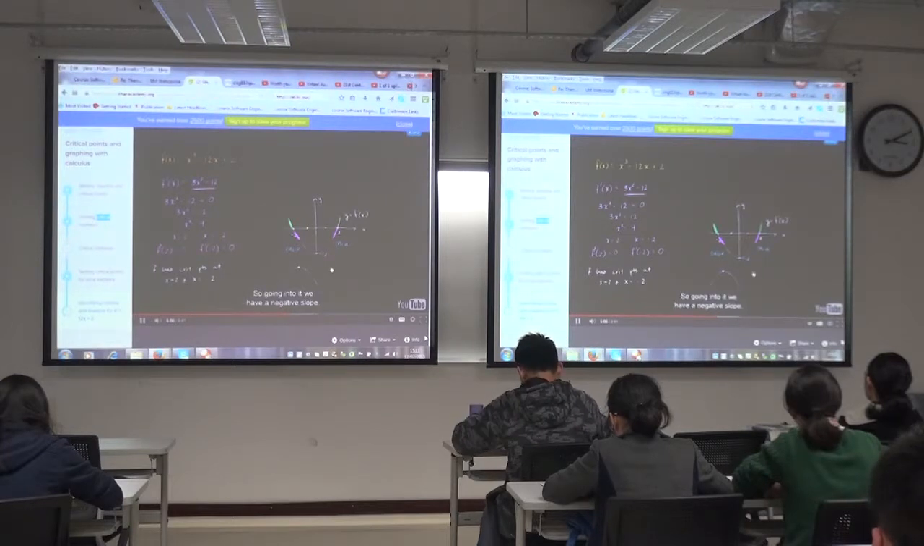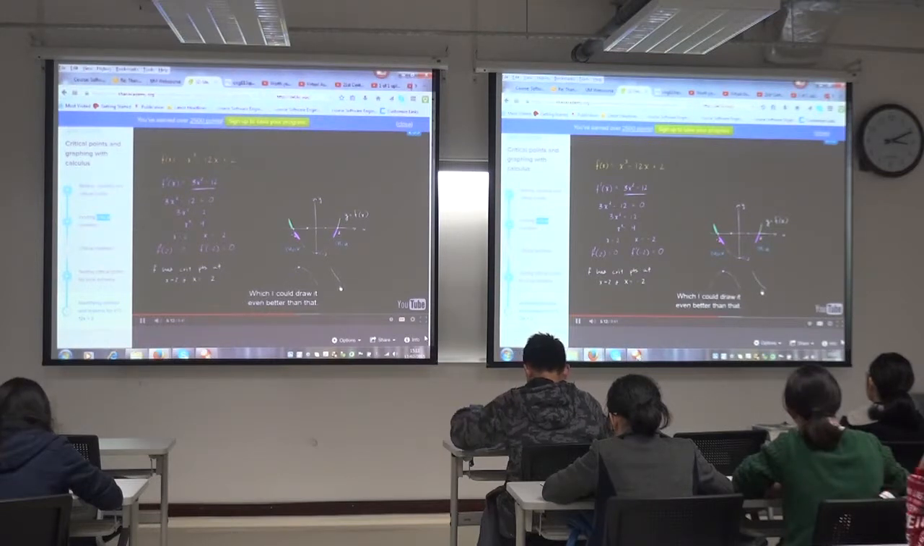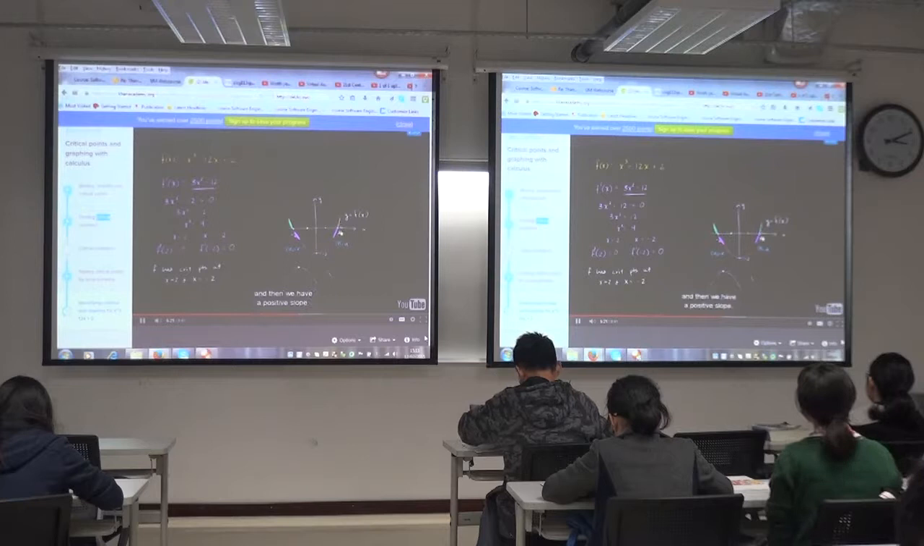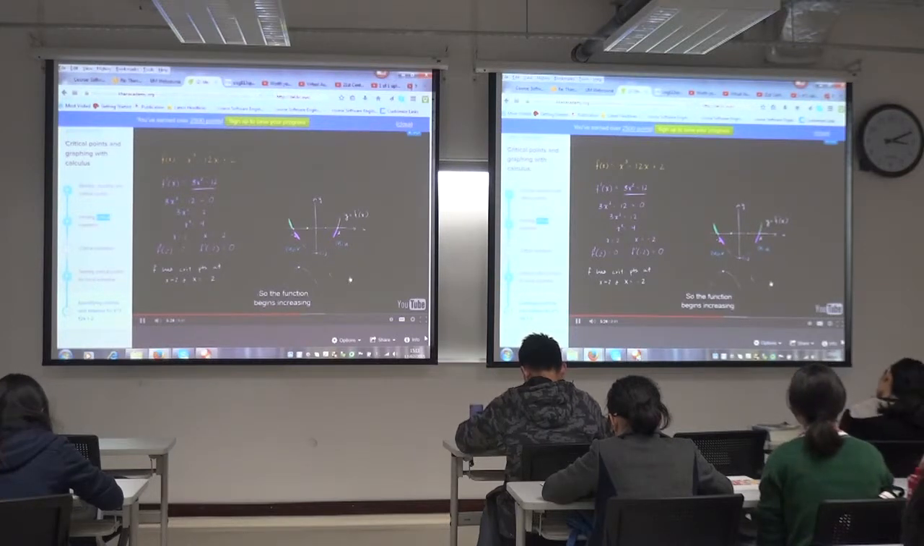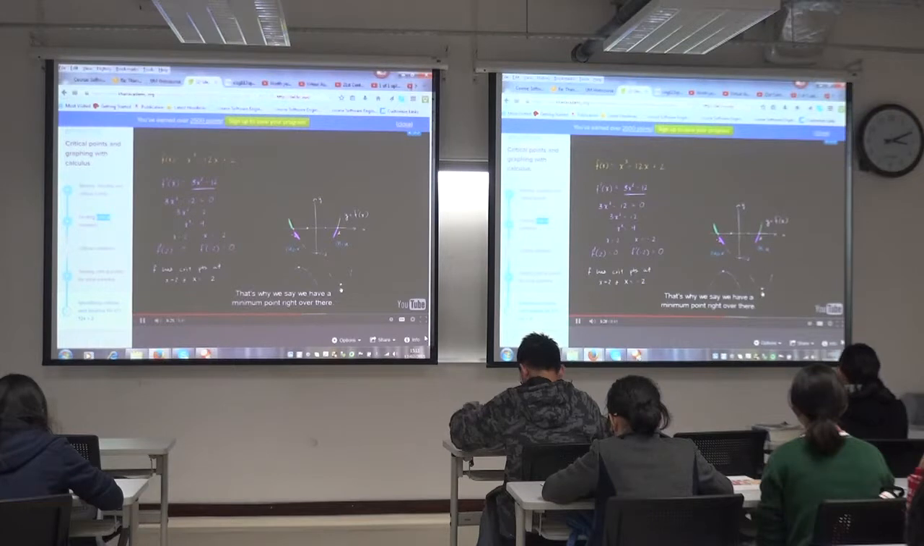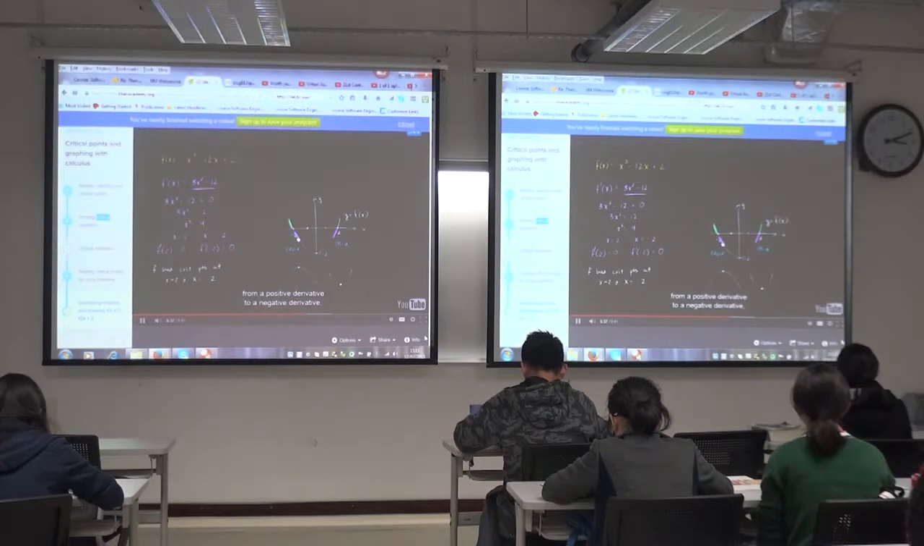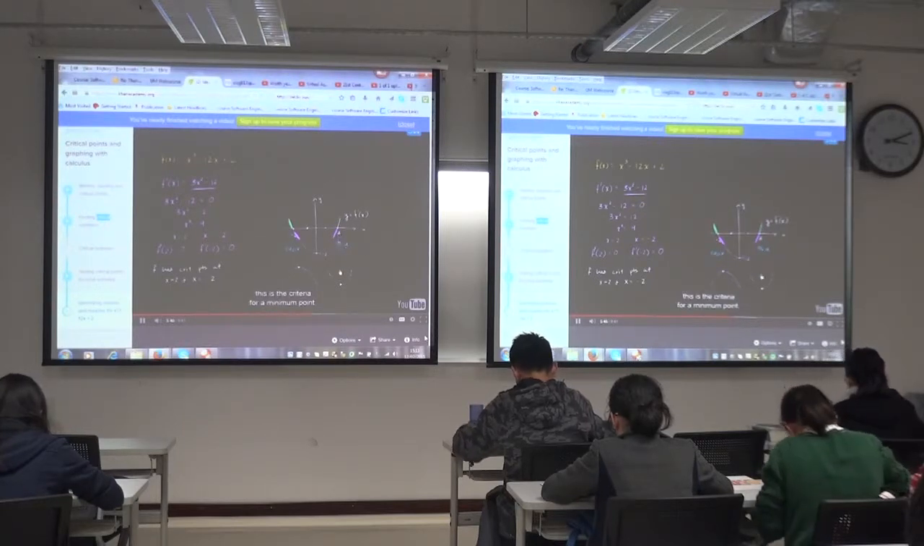So going into it, we have a negative slope, right at that point we have a 0 slope, and then we have a positive slope. So the function begins increasing. That's why we say we have a minimum point right over there. What I did here is try to conceptualize what the function itself could look like given the derivative, switching from a positive derivative to a negative derivative across that critical point, or from a negative derivative to a positive derivative. That's why this is the criteria for a maximum point, and this is the criteria for a minimum point.